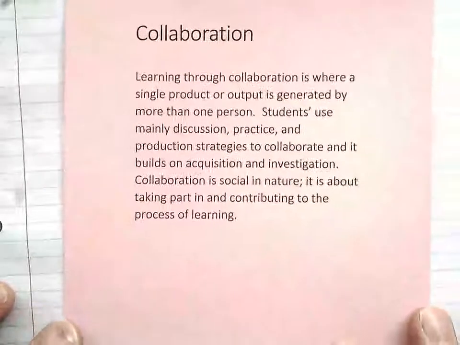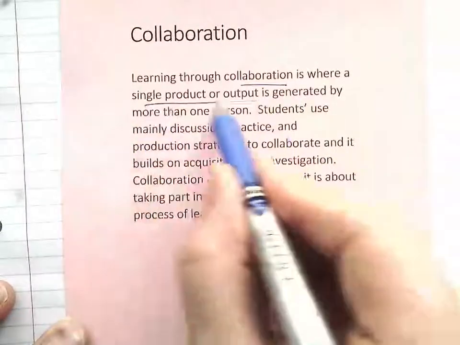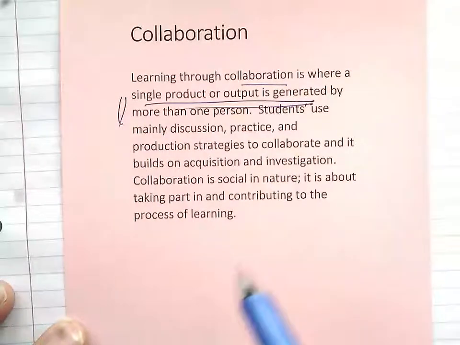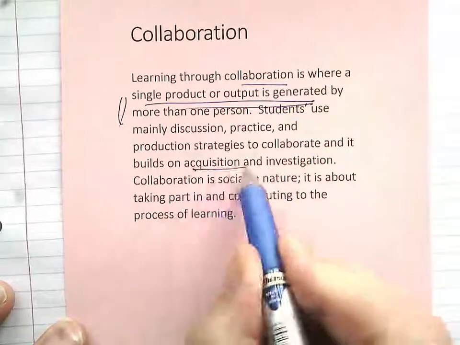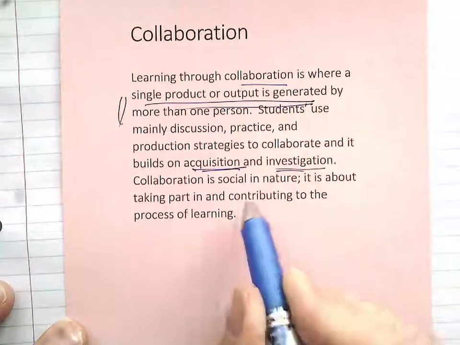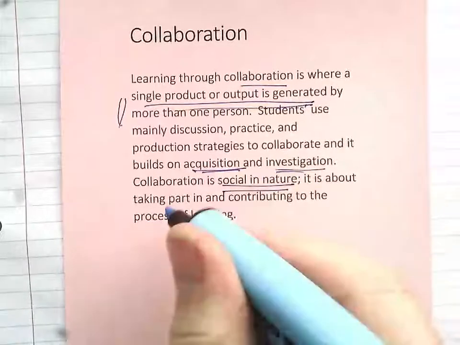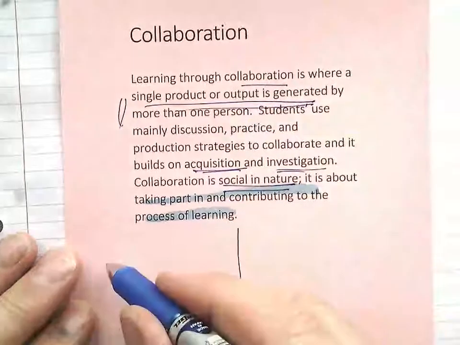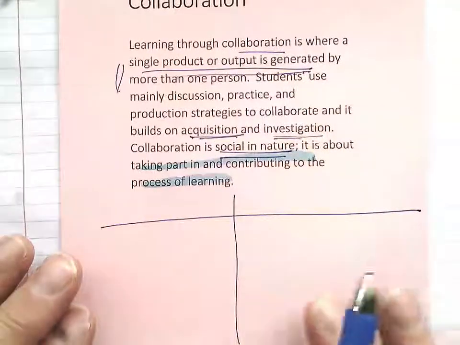All right, moving on. The next one is collaboration. This is students or learners learning through collaboration, where a single output is generated by more than one person. So this is discussion, practice, production strategies to collaborate, builds on acquisition and investigation. Collaboration is social in nature, and it's about taking part in and contributing to the process of learning. In actual fact, everybody learns, those who know and those who are listening and engaging in other ways.